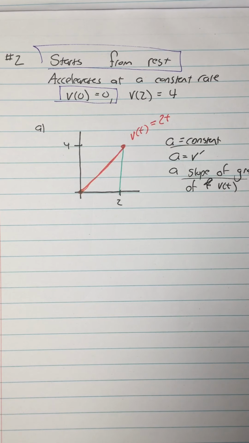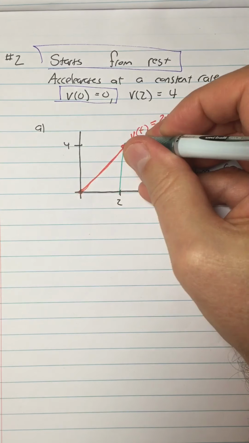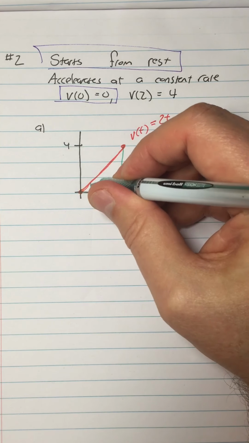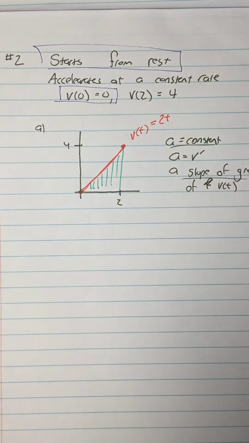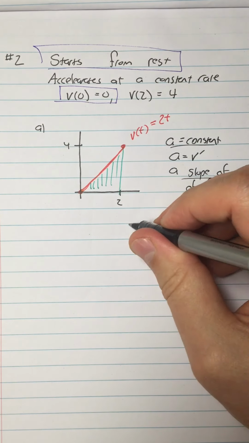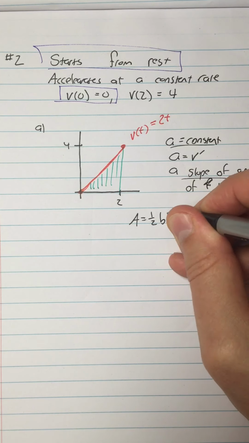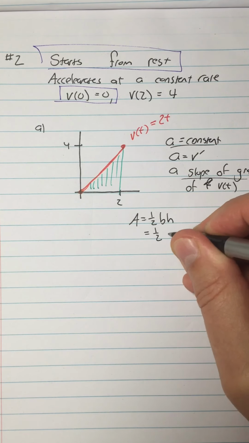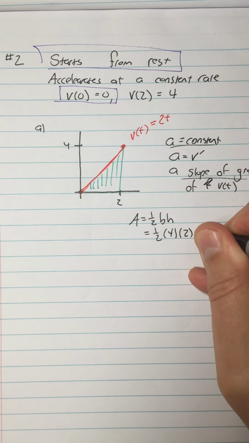So partly, just paying attention to what that means: this is my velocity curve. It's a straight line, but we're going to still call it a curve. All right, and there you go. There's your area under the velocity curve. So area equals 1/2 base times height. So that's 1/2 times 4 times 2, which is 4.